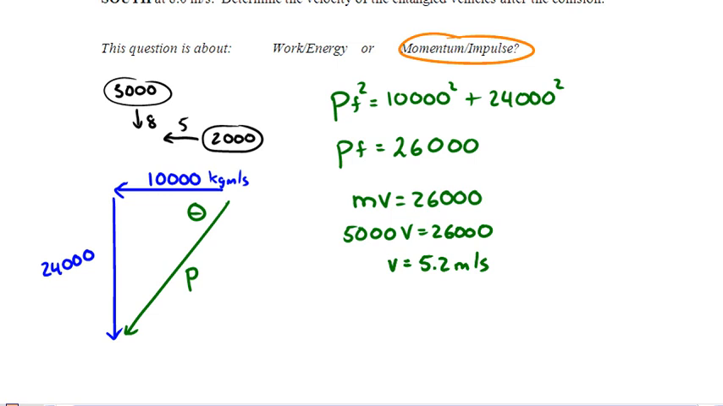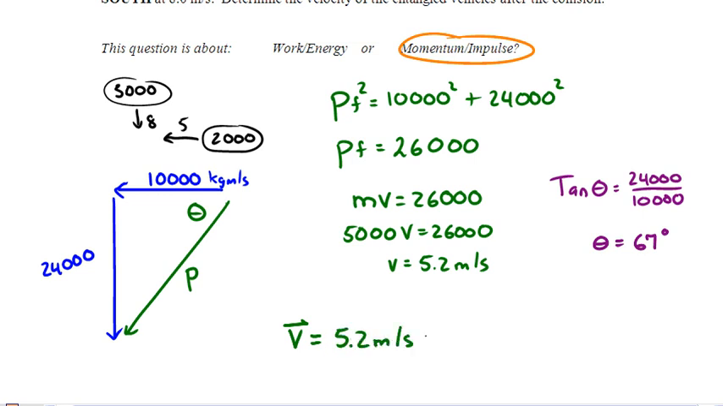Velocity is a vector, so we really should do trigonometry as well to get the angle. So tan of that angle would be the opposite side, 24,000, divided by the adjacent side, 10,000. And I think the answer for that is like 67 degrees, I think. So my final answer, if I've got this right, would be that the velocity of the combined mass, 5.2 meters per second, 23 degrees, sorry, not 23, 67 degrees. Try that again. South of west.